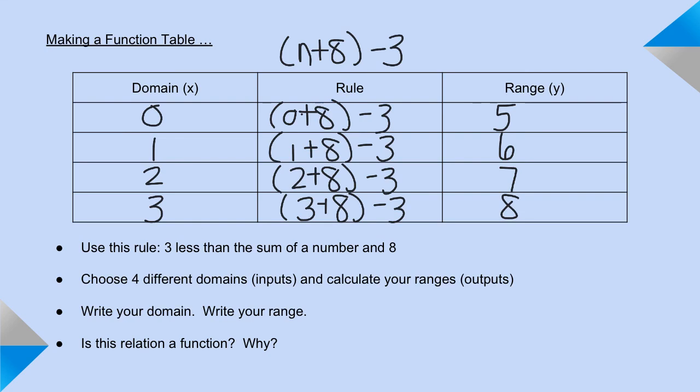All right, so here is my function table. I chose my 4 different domains. So when I write out my domains, I had 0, 1, 2, and 3. Those are my domains. And when I write out my ranges, I have 5, 6, 7, and 8. And when I map them, it looks like we're good to go. We have a function because every domain has one and only one range.